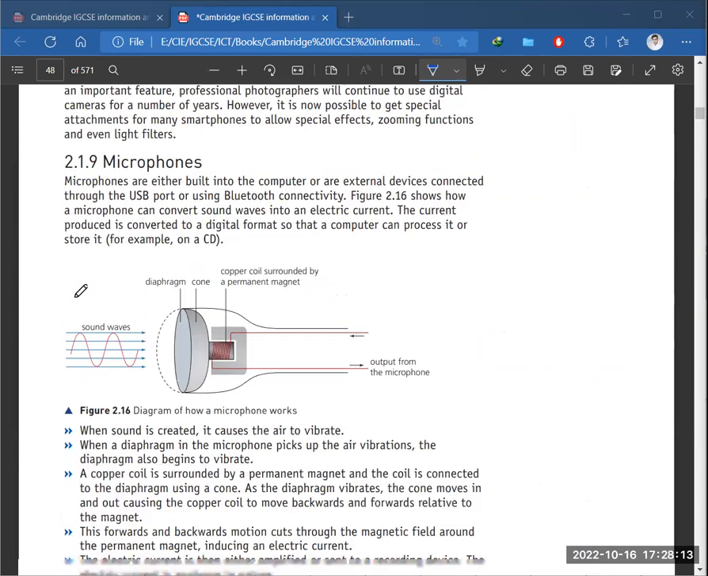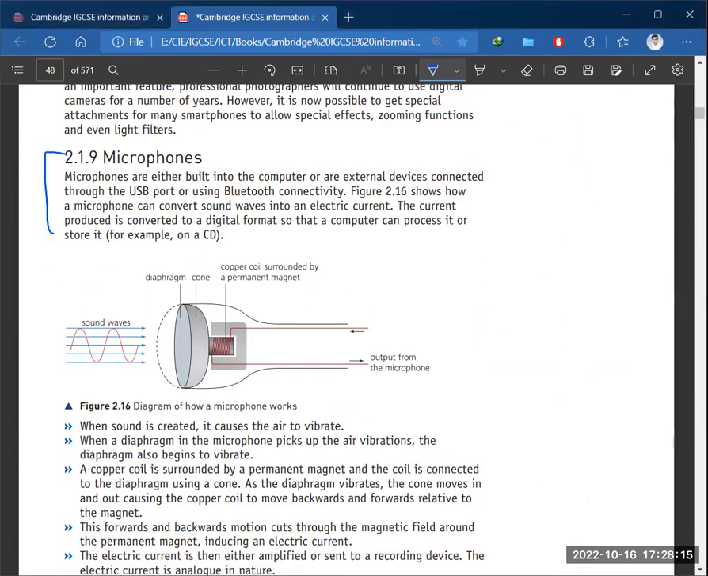Okay, sir. I read from here, microphones. Microphones are either built into the computer or are external devices connected through the USB port or using. Zara, stop just a second.